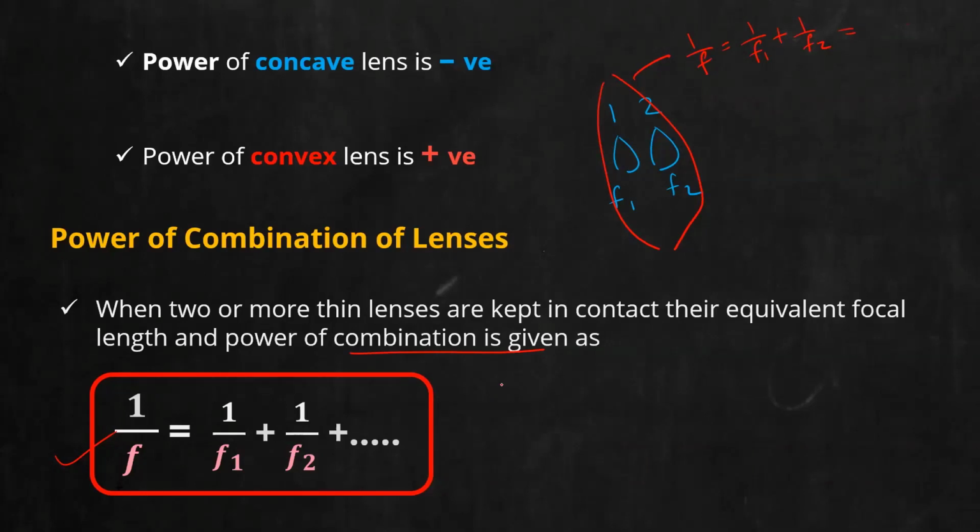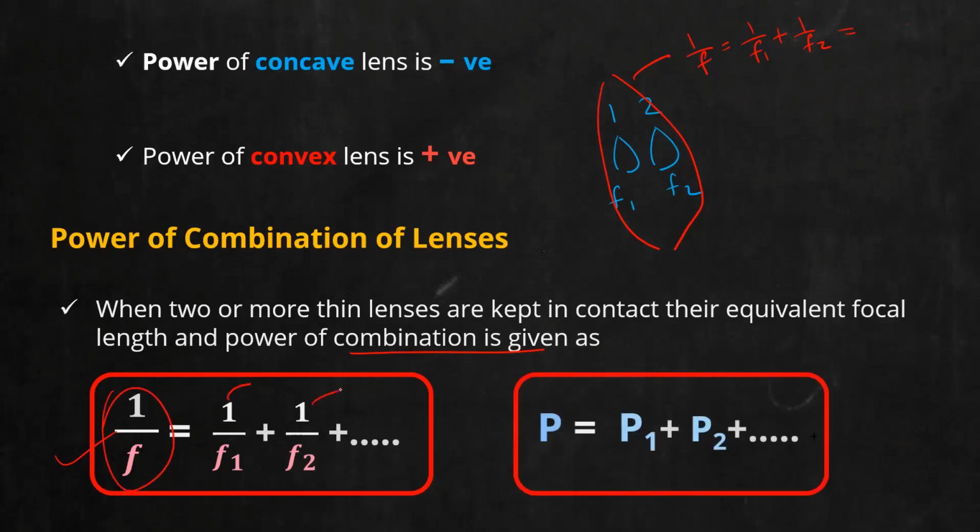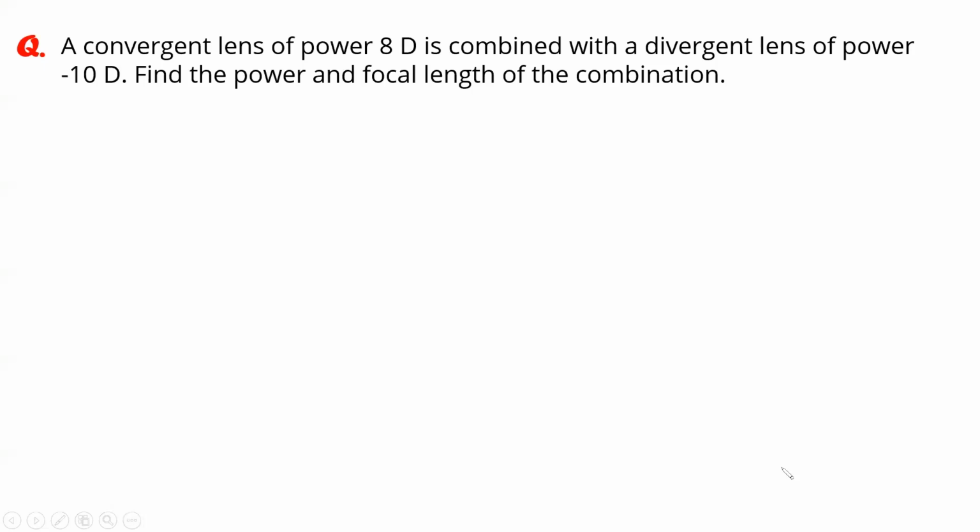Now similarly, to find power, what should you do? You should just take the reciprocal. If I take the reciprocal, this can be written as P1 and this as P2. So the power of the combination is the sum of the powers of the individual lenses: P equals P1 plus P2. Understand what we mean by combination: when 2 or more lenses come together, that is known as a combination. If you want to find their power, this is the equation you can use. Completed, yes or no? Yes, sir. If completed, try to solve this question. It is based on this combination of lenses.